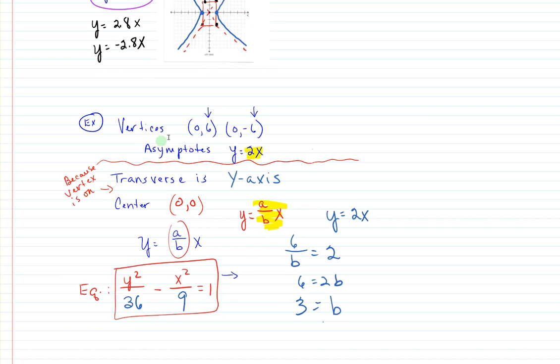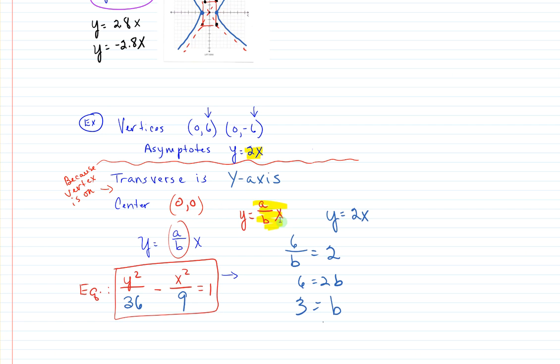In this one, the vertices are 0, 6 and 0, negative 6, and the asymptotes are y equals plus or minus 2x. So we know the transverse is the y because there are your vertices. And we know the 0, 0 is the center.